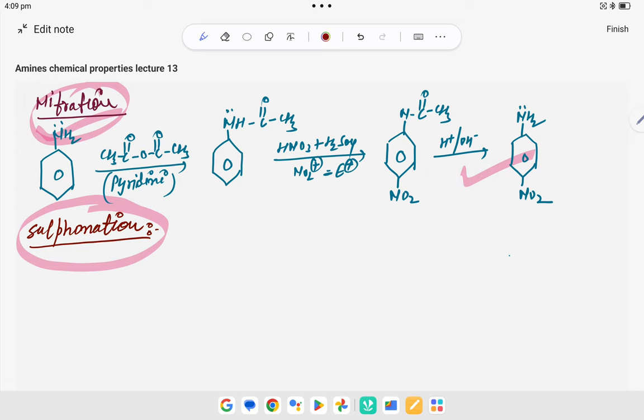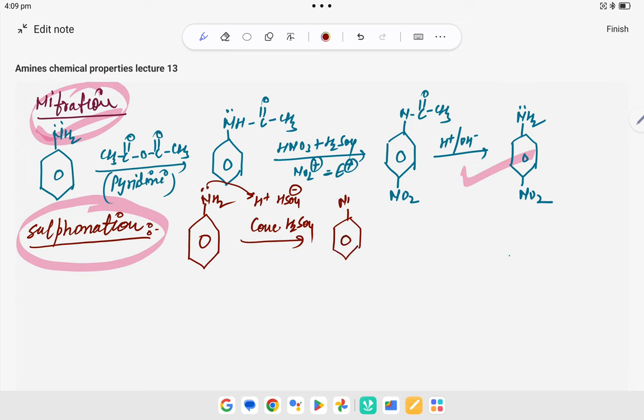What is sulphonation? Here we have to take aniline, NH2 lone pair, concentrated H2SO4. So here H plus, HSO4 minus, these lone pair attach with the H plus, and here the complex species is formed, NH3 plus and HSO4 minus. It's called anilinium hydrogen sulfate.